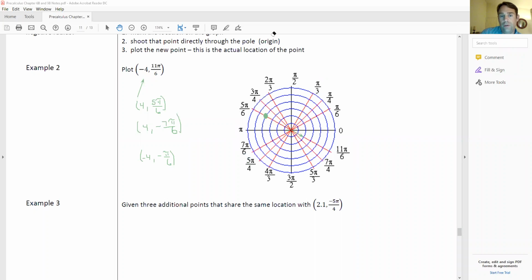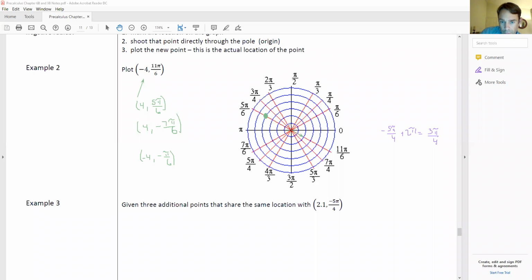All right, so first thing I'm going to do is figure out where that point is. So negative 5 pi over 4, if I add 2 pi to it, that'll tell me where it is on my axis. So negative 5 pi over 4 plus 2 pi is going to be a positive 3 pi over 4. So I'm dealing with the point at 3 pi over 4.